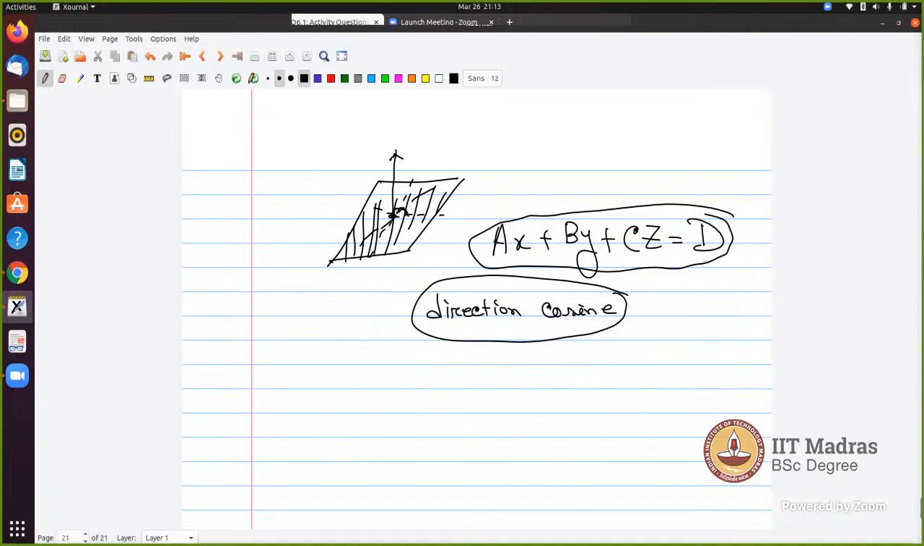It may not be perpendicular to any vector on the thing. No, I'm not talking about any vector on the affine subspace, that is ax plus by plus cz equal to d. I am talking about a vector on ax plus by plus cz equal to 0. I'm talking about that plane. If you take any vector on that plane, that vector should be perpendicular to the gradient vector. That is what I'm saying.